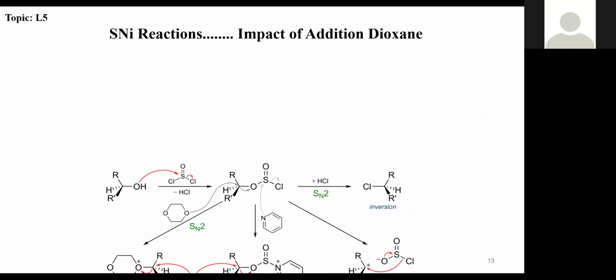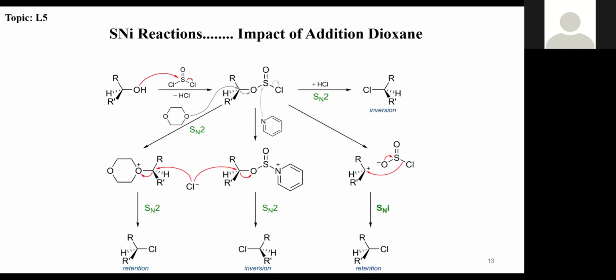What is the impact of dioxane? This is the structure of dioxane. Dioxane also has electron pairs on oxygen, both oxygens. One of the oxygens will attack on this electrophilic carbon. Electron density comes here, because this is the same step in each case.